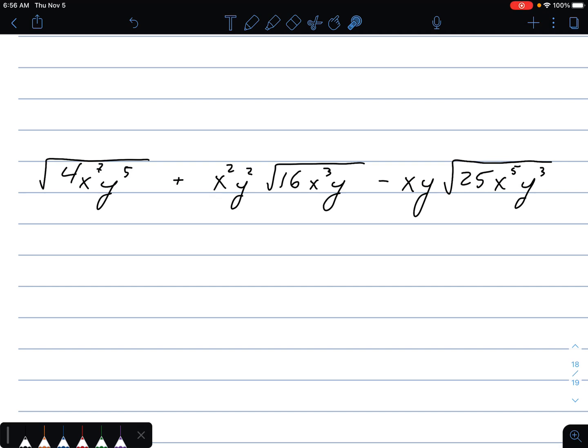So we see with our square roots, I'm going to do the numbers a little fast because I think we can do that. Square root of 4 I know is a 2. Square root of 16 I know is a 4.